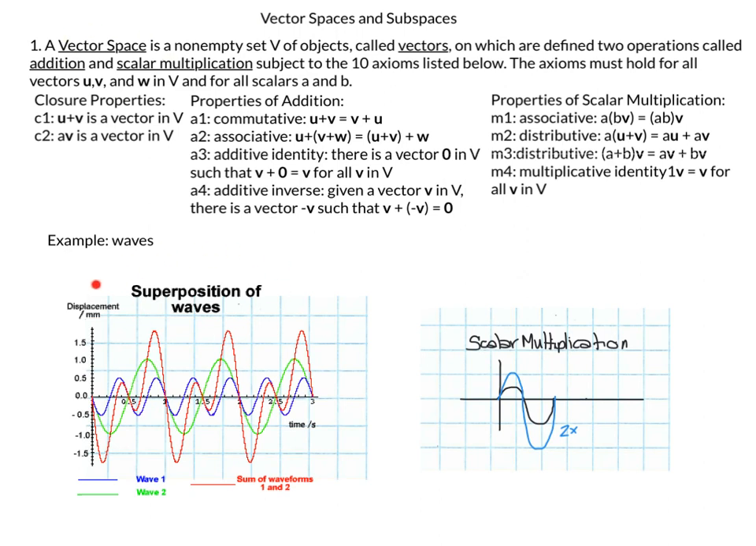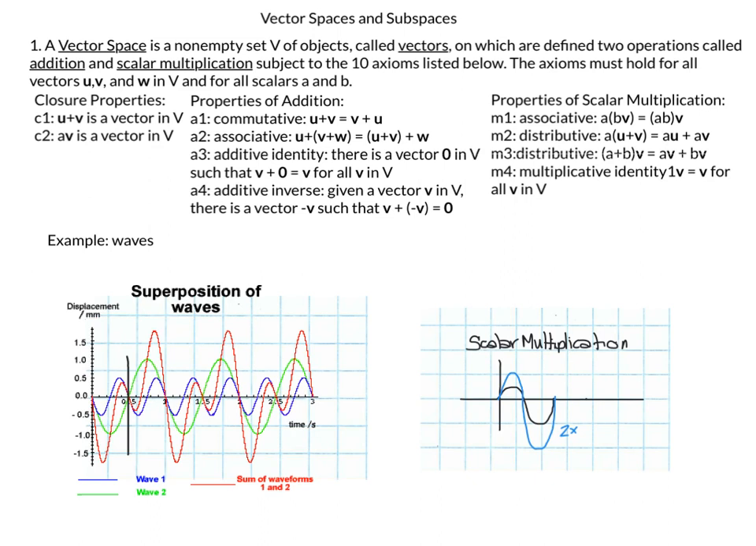So let's think of waves as vectors. And we define addition as the superposition of waves, much like you learned in physics. So if you wanted to know how to add two waves, here we have wave 1, which is in blue. We have wave 2, which is in green. And then we have the sum of these two waveforms, the blue and the green, which is in red.